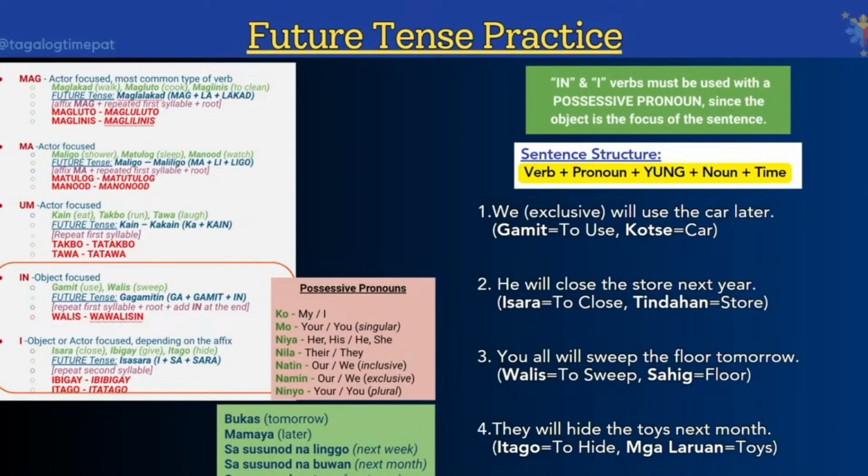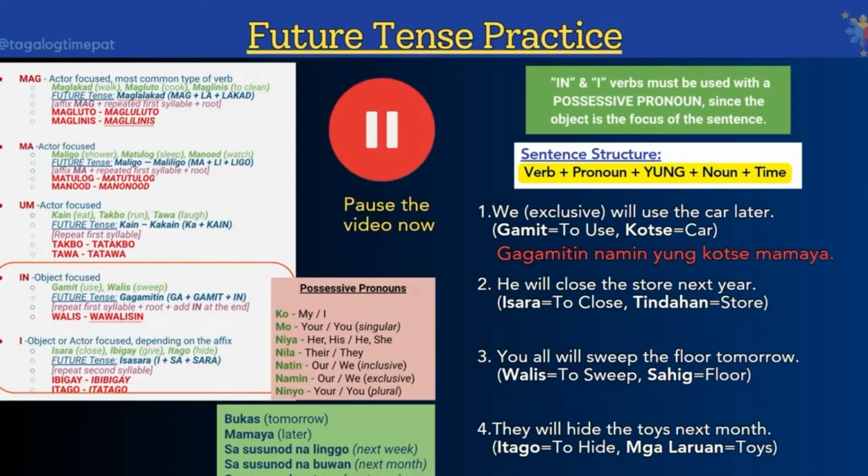We, exclusive, will use the car later. Gamit means to use. Coche means car. So let's take a look at the sentence structure. The verb should come first. So the future tense conjugation of gamit, let's take a look at in verbs. Repeat the first syllable, then it's the root, then you add in at the end. So it would be gagamitin. Gagamitin, then it's we exclusive, namin, yung kotse mamaya. Gagamitin namin yung kotse mamaya.